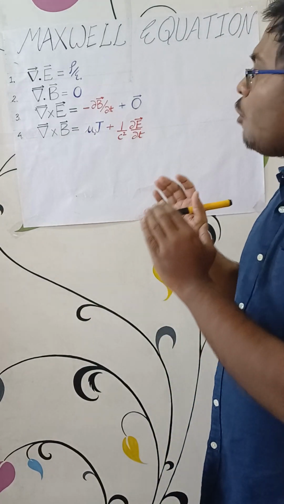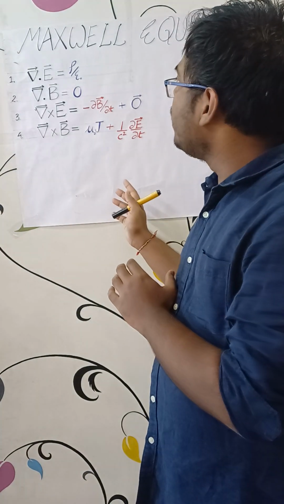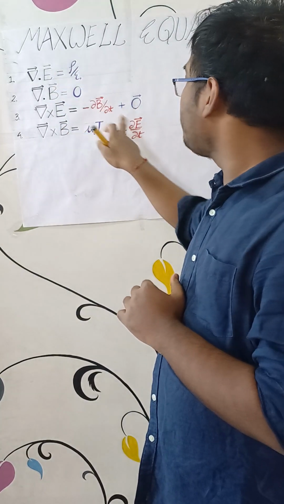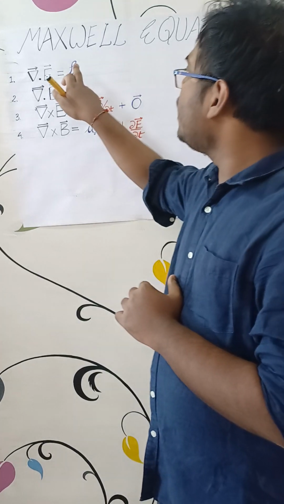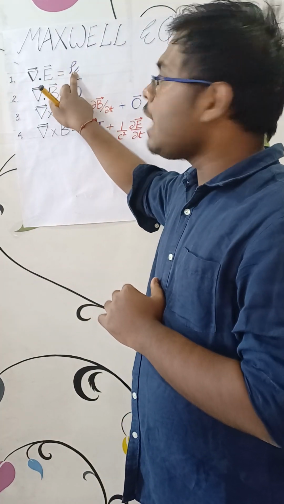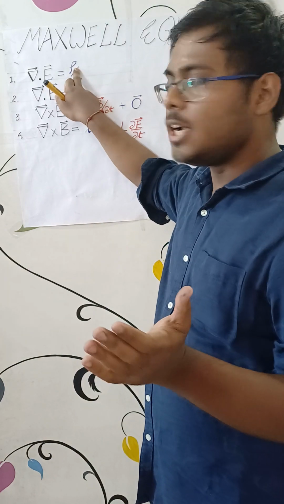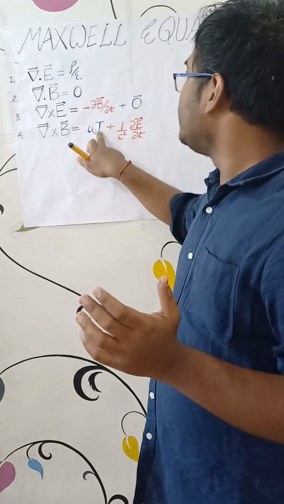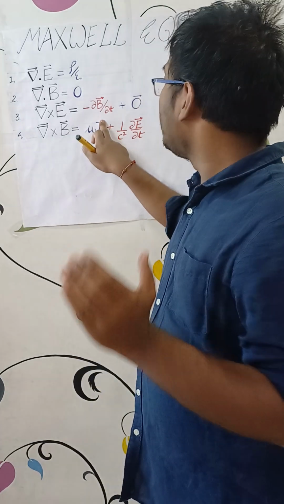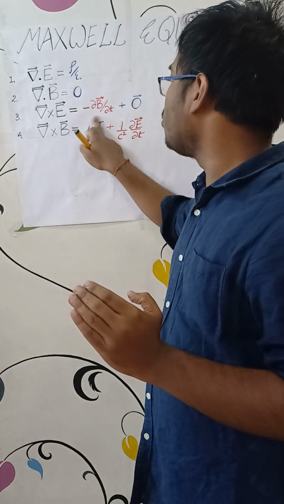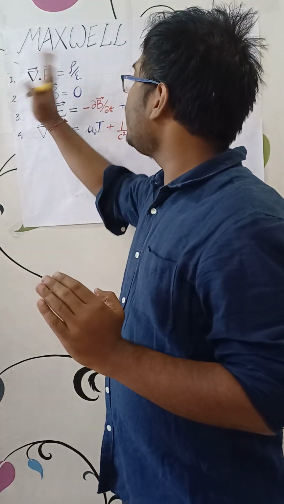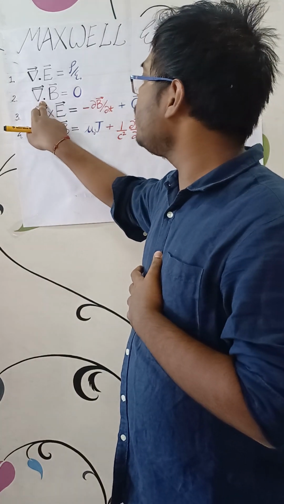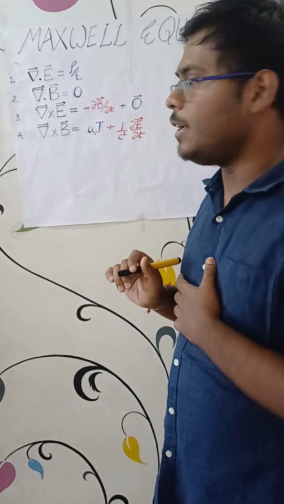Now, a brief overview of this equation shows that I have written some of the values in blue color and some of the values in red color. The values in blue color are the source term. Here, as I mentioned, this is charge density, so it is acting as a source. And similarly, this mu naught J is current density, which is again a source. On the left hand side you see divergence of electric field, curl of electric field, divergence of magnetic field, and curl of magnetic field.